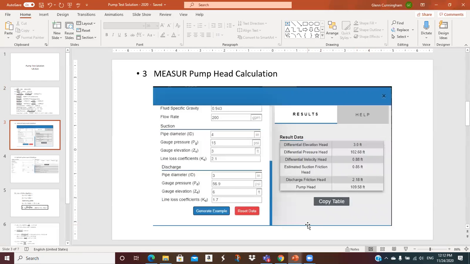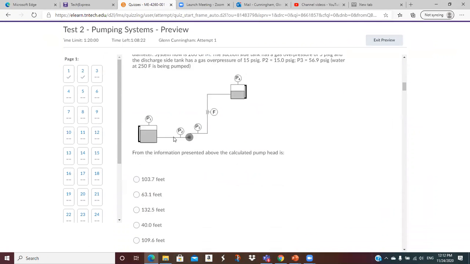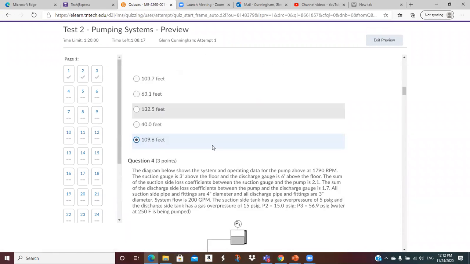And I went ahead and did it in MEASUR to check my numbers for good measure. And so I think putting in all of the information, it comes up with 109.58. So it's pretty close. A couple of conversion factors are off a little bit, but at any rate, so going back to this, then we got 109.6. So bingo. So that's this one.